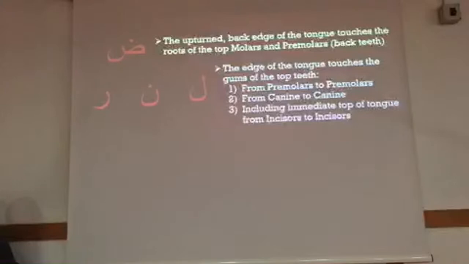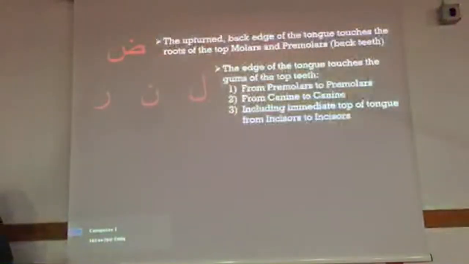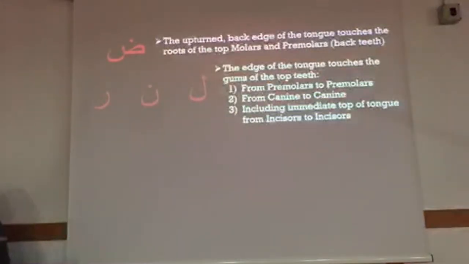Now remember these three letters, the makhraj is very, very close. Noon is when the edge of the tongue touches the gums of the top teeth from canine to canine. So for noon, the tongue is going to be more up. For lam, the tongue was flat. For noon, it's going to be a bit more curved. So this one, noon. Again, noon. One more time. Noon, exactly, noon. Very easy, noon. So lam and noon, very easy.